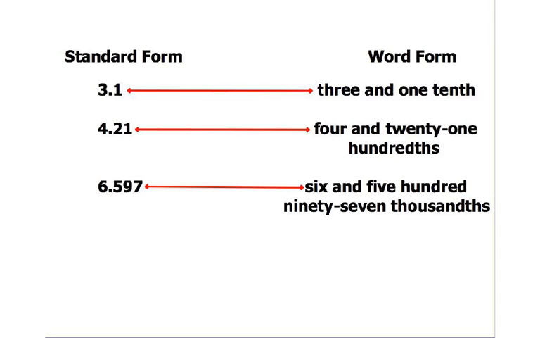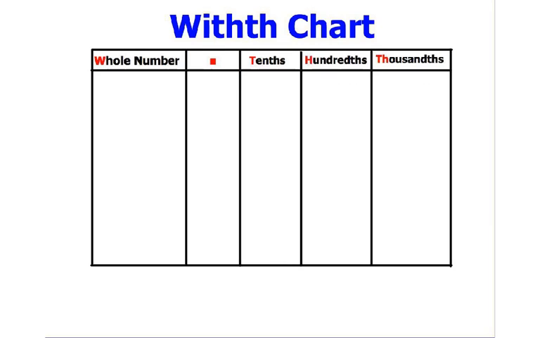So when we read and write decimals, we put them in what's called a Withth chart. This is a word Mr. Marcolini has come up with. The W stands for the whole number. The dot from the I is the dot for our decimal point. The first T is for the T in the tenths. Your H is for the H in the hundredths. And the TH is for the TH in the thousandths.